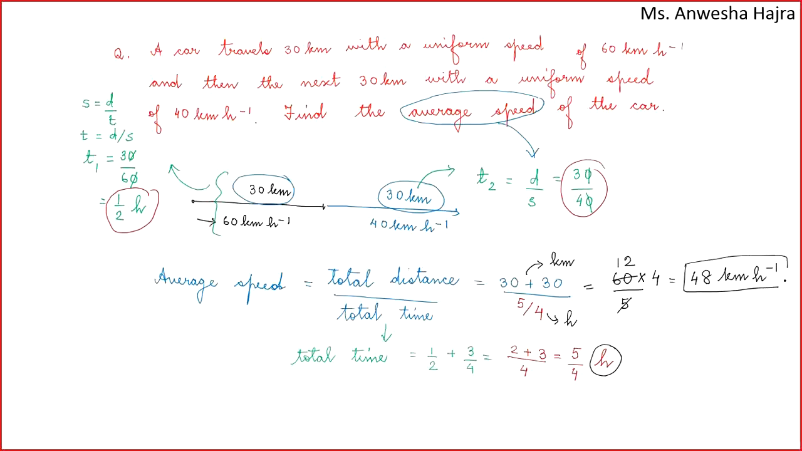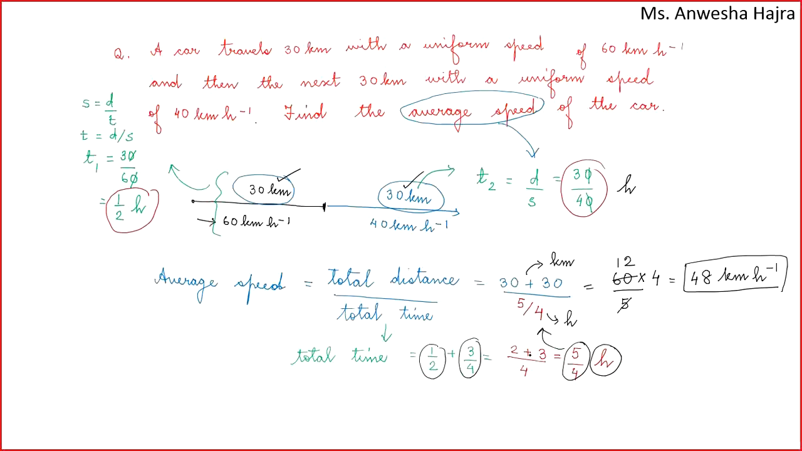We were asked to find the average speed. Average speed is total distance by total time. Total distance was 30 plus 30, 60. And total time we found out. For the first part it is half hour. For the second part the time is 3 by 4 hour. So we added the two times, half hour plus 3 by 4 hour. It is 5 by 4 hour. And then we substituted here in the total time. Our average speed is 48 kilometer per hour.